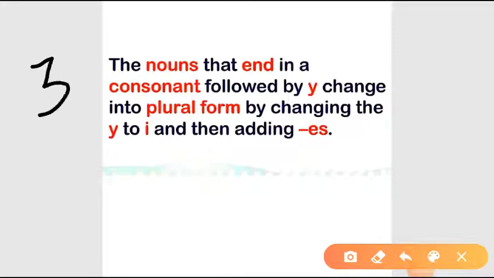This is the third rule. The nouns that end in a consonant followed by y change into plural form by changing the y to i and then adding es. You can simply understand it like this. Let me show you one example.